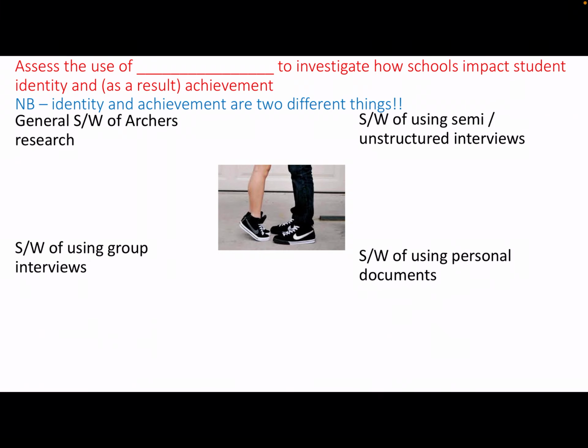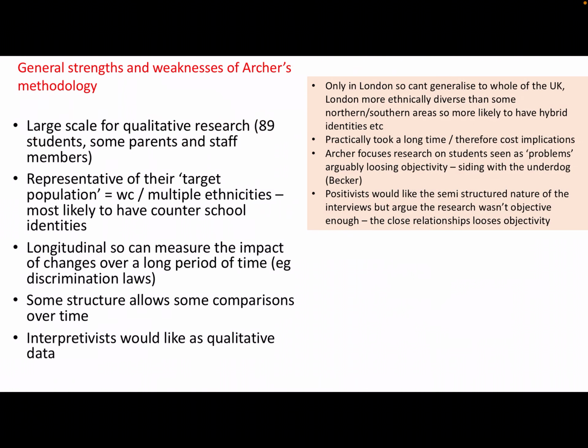Okay, so we're going to start off by looking at the general strengths and weaknesses of Archer's research, and then on another slide I'll go through the ones that are more specifically related to the methods that she used. So in terms of strengths, they're on the left. The general strengths and weaknesses of Archer's methodology: the strengths are on the left, and the ones in the pinky box are the weaknesses.